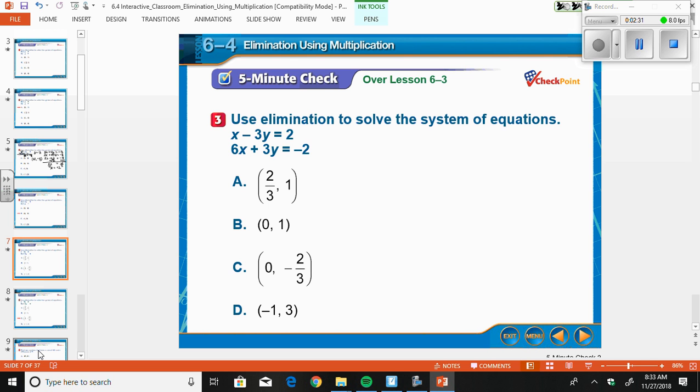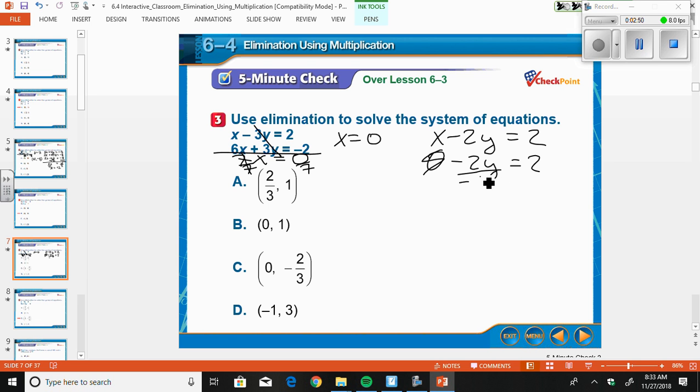Let's see, solving using elimination once more. The 3 y's are going to go away. So I'm going to be left with 7x equals 0 divided by 7. And I get x equals 0. 0 minus 2y equals 2. Divided by -2. And I get y equals -1. So this would be 0, -1.